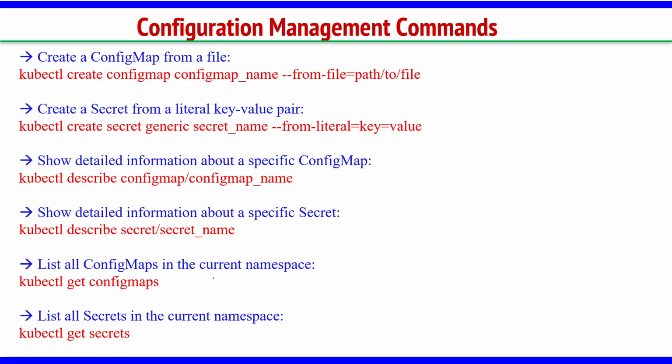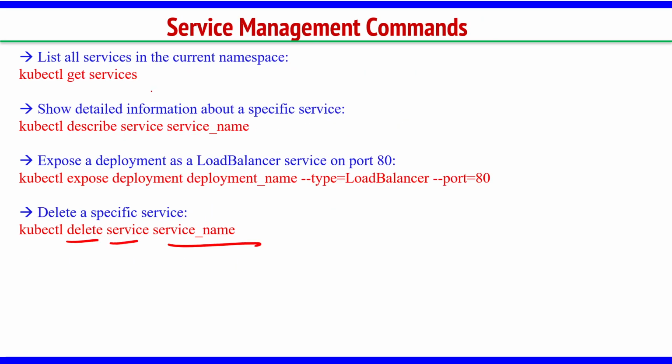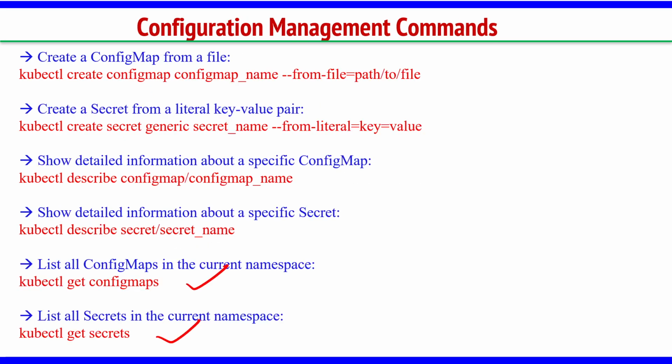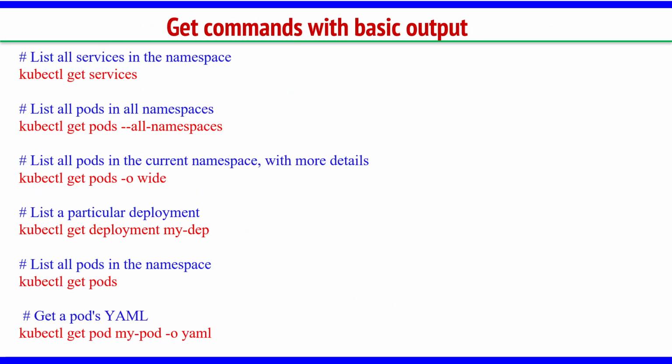To know about config maps, get secrets. To know about the services, kubectl get services. Like this, there are all the commands we can use with get, right. List all the services, kubectl get services. List all the pods in all the namespaces, get pods --all-namespaces. If you want to list all pods in the current namespace with more detail, then get pods -o wide. A particular deployment, get deployment name, right.